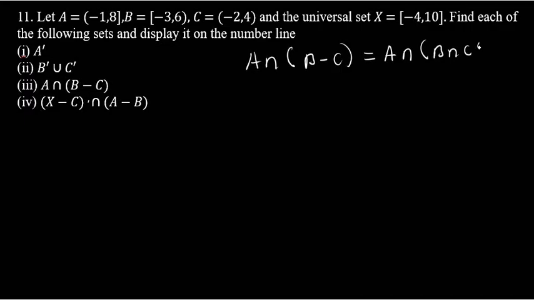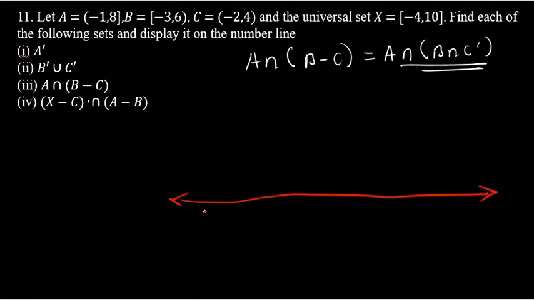So this means that it is A intersection B intersection C complement. That's what it means, right? Okay. Now let's draw it on the number line. -4, then 10, right? Now we have A. Let's draw A. A is what? It's -1 to what? To 8. So on A, 8 is included. This side is not included. Like that. That is our A.